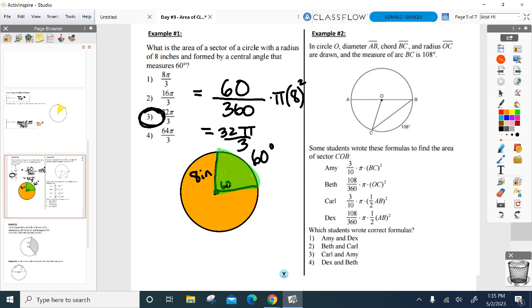We've got a competition going on in class, it looks like, and we're trying to find sector COB. What is the area of this sector right here? We have 4 kids in class saying this is how they would do it. It looks like 2 are right and 2 are wrong. Which ones are correct?